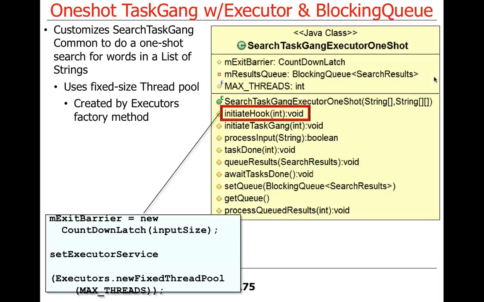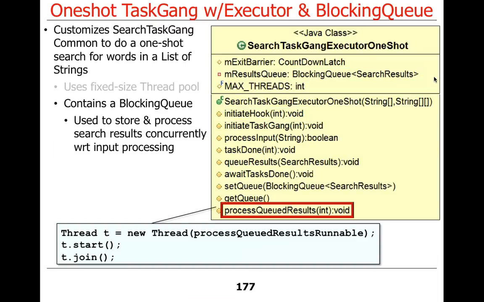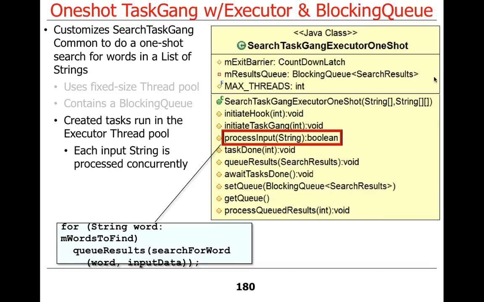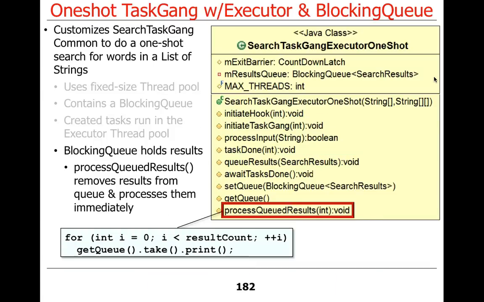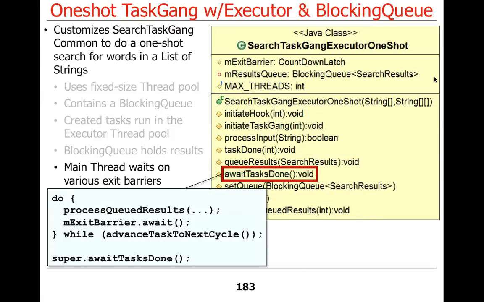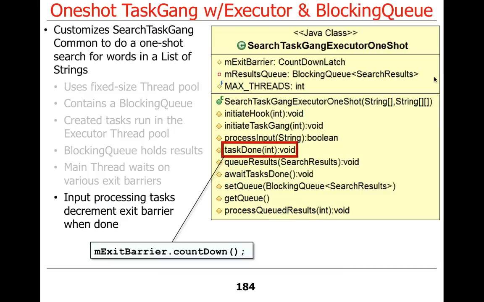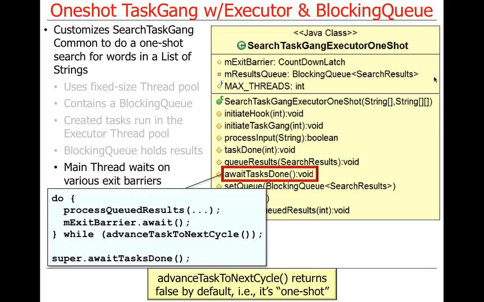Okay, so this model is very similar to the one before. Let's see. So the blocking queue holds the results, prints the things out, and then here's the await tasks done method. This is the main barrier synchronizer. What it does is it goes into a loop, and it processes all the queued results up to that point. It then waits for all the threads to exit, and of course the threads exit when the task is done. And then it checks to see if there's anything else to do.